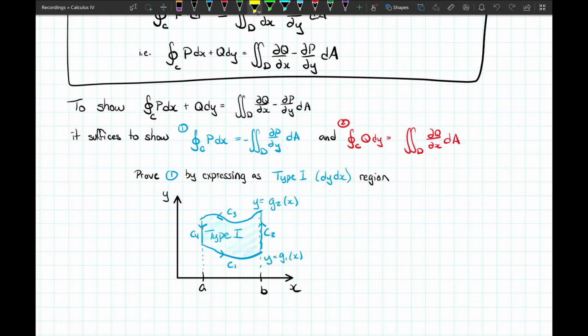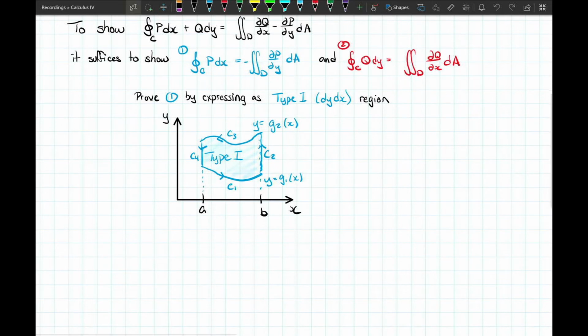Now, of course, regions could be a lot more complicated than this. We may actually have to split that region up into several type 1 regions. But here I'm just taking a look as if that region was a single dy dx type region. Well, let's start off by looking at the line integral and evaluating it.